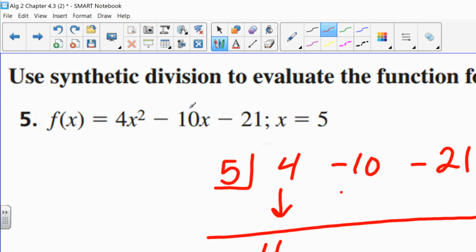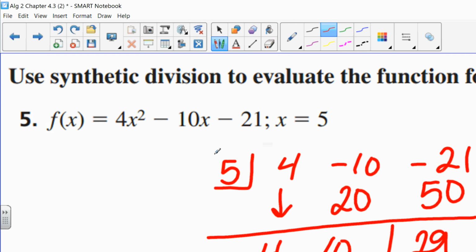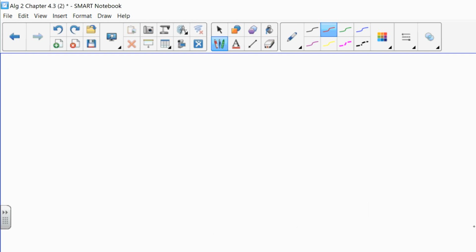So 5 times 4 is? And negative 10 plus 20 is? And 10 times 5 is? 50. Mm-hmm. So the answer for this here would be 29. Any questions on any of this here? And that's it.